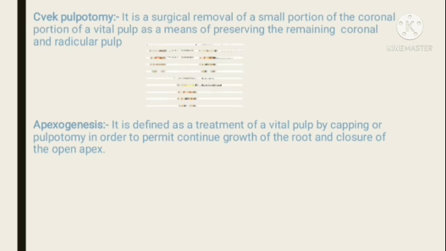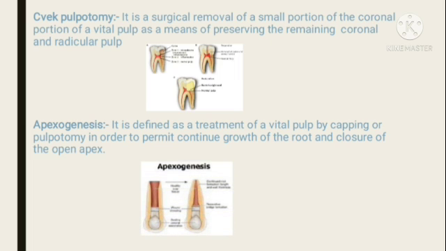Cvek pulpotomy. It is a surgical removal of a small portion of the coronal portion of a vital pulp as a means of preserving the remaining coronal and radicular pulp. Apexogenesis. It is defined as a treatment of a vital pulp by capping or pulpotomy in order to permit continued growth of the root and closure of the open apex.